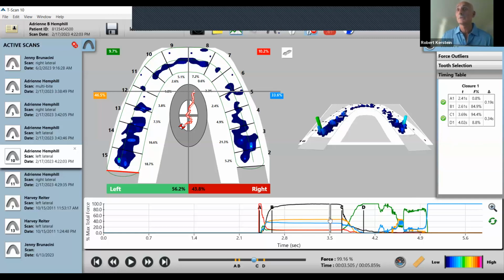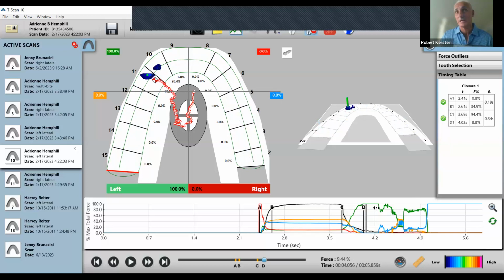So this is a much more physiologic movement, and you'll see the center of force will head right towards the anterior guidance. Right, there you see, right towards the anterior guidance. So by treating the disclusion time, we improved not only the physiology, but we improved the graph lines to show progress, occlusal progress.